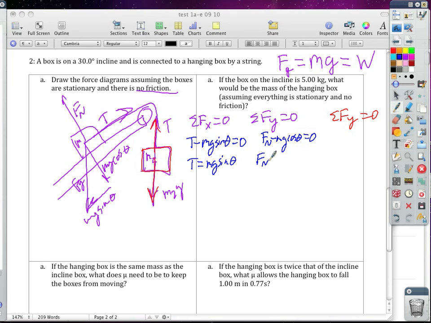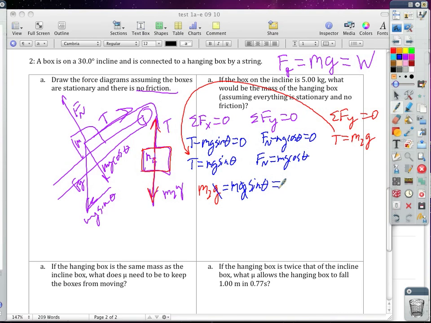So then we say here, Fn is equal to mg cos theta. And then, of course, over here in the red, we say T is equal to m2g. Notice I've kept them separate by the labeling. Now, this is the same T, though, so I can take this and stick it in there. So that gives me, I'll do the color coordination, m2g is equal to mg sine theta. So I can cancel the g, and that's it. That's my answer.